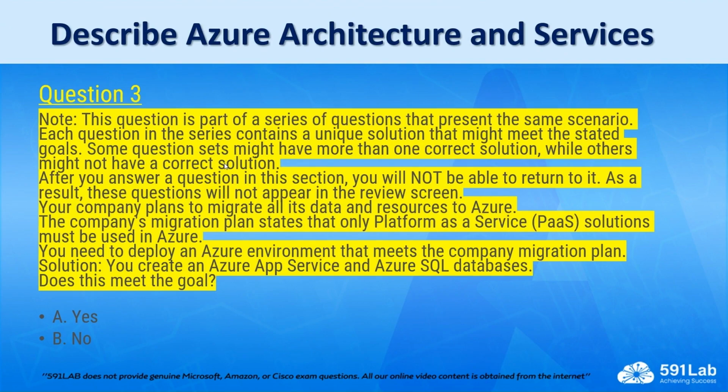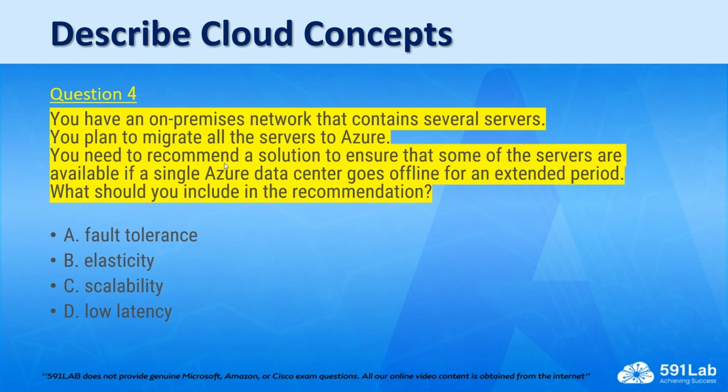So the question reads, last question: you have an on-premises network that contains several servers. You plan to migrate all the servers to Azure. You need to recommend a solution to ensure that some of the servers are available if a single Azure data center goes offline for an extended period. What should you include in the recommendation?